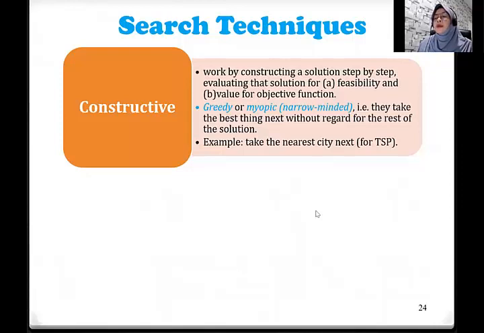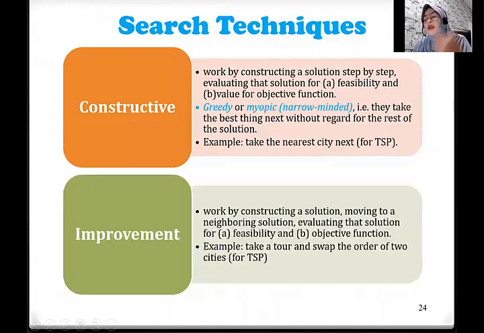So what is an improvement heuristic? It works by constructing a solution, moving to a neighbor solution, and evaluating that solution for feasibility and the objective function value. For example, take a tour and swap the order of two cities in the traveling salesman problem.